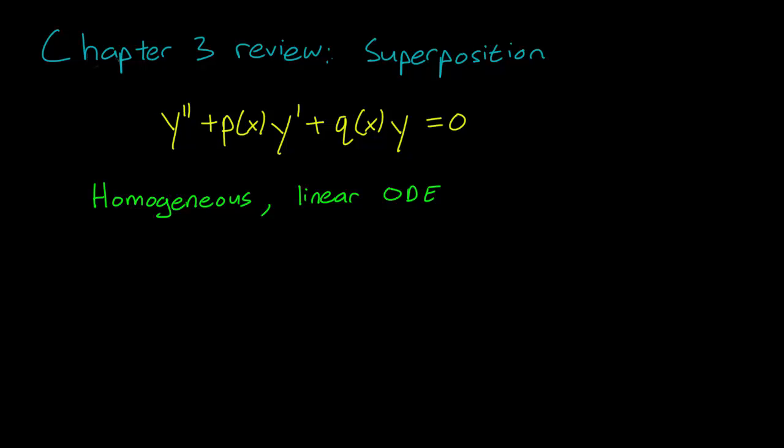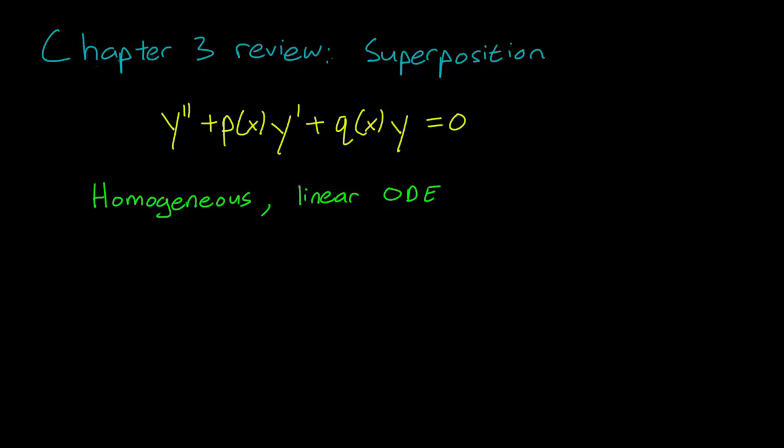Linear just means that there are no multiples of y in any term. There's no y squared term, there's no y cubed term, there's no y prime squared term, there's no y double prime term, and so on. So every term has exactly one y in it. This is what it means to be a homogeneous linear differential equation.